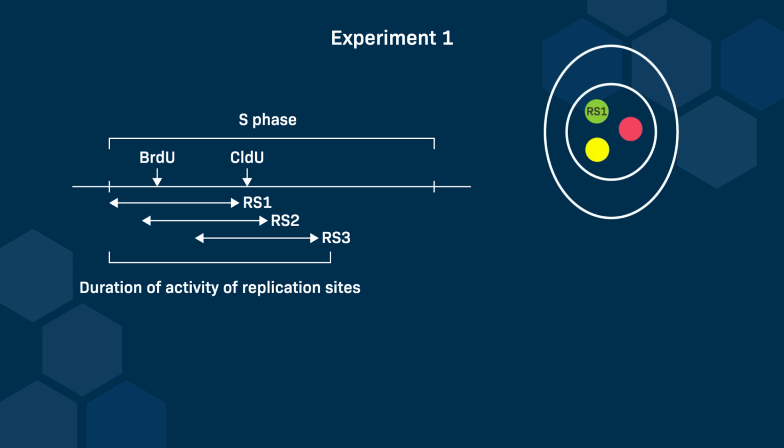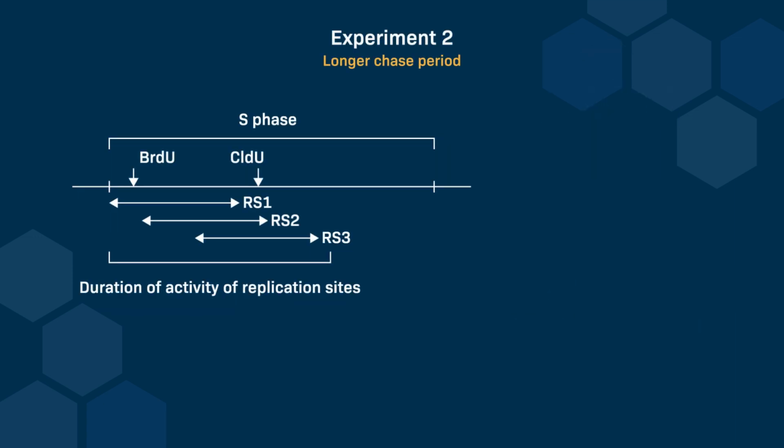RS1, having incorporated BRDU during the pulse, will show up as a green spot, since the anti-BRDU is labeled with a green fluorescent marker. RS3, which was active only during the CLDU pulse and not the BRDU pulse, will appear as a red spot because the anti-CLDU is conjugated with a red fluorescent molecule. On the other hand, RS2, which was active during both the BRDU and CLDU pulses, will be recognized by both antibodies and will exhibit a combination of green and red fluorescence, which appears as a yellow fluorescent spot under microscopy.